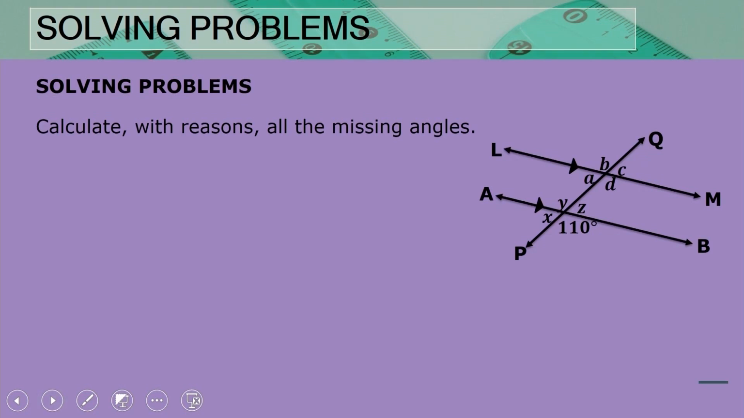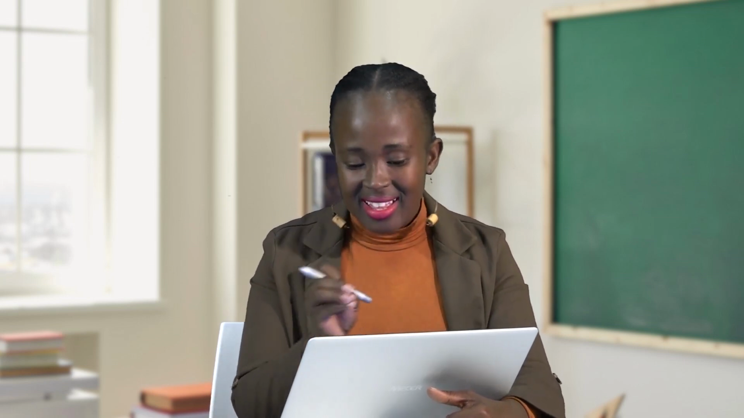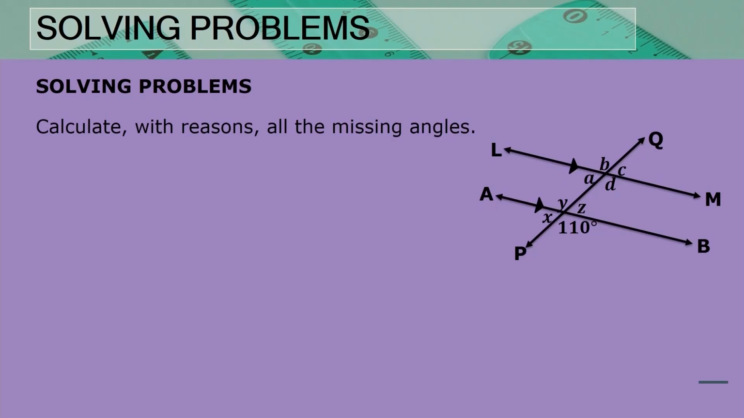Let's end off our lesson with problem solving. We have one diagram that looks complicated, but because we know our angles and we know our pairs of angles and how intersecting lines form those relationships between the angles, then we know that we can calculate those angles. Let us now calculate with reasons all the missing angles. So those are all the unknowns, and that would be our angles A, B, C, and D, and also our angles X, Y, and Z. Now, the only angle that we have been given is 110 degrees.